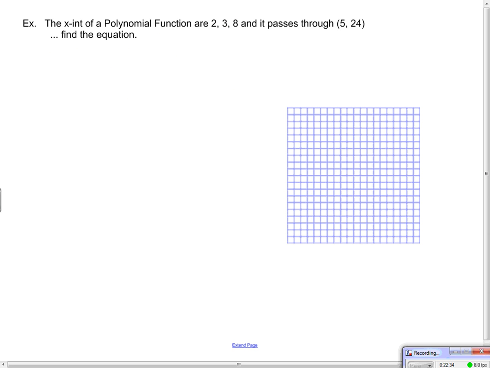For the next example, we're going to find the equation of a polynomial function that has x-intercepts 2, 3, and 8, and it passes through the point (5, 24). So if I have a polynomial function, call it f of x for lack of creativity, and I know it has x-intercepts 2, 3, and 8, then I know that once I have it factored, I'm going to have brackets that look like this.